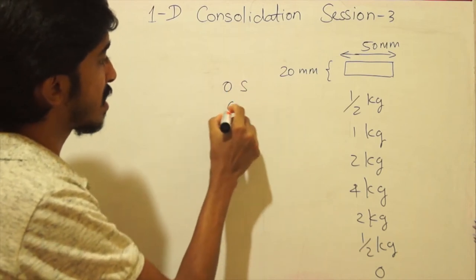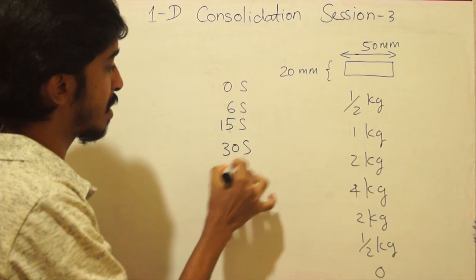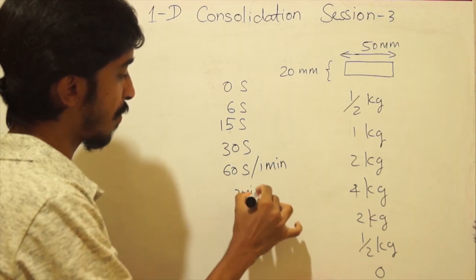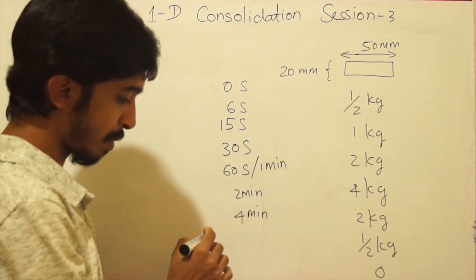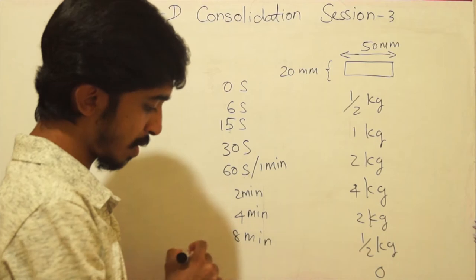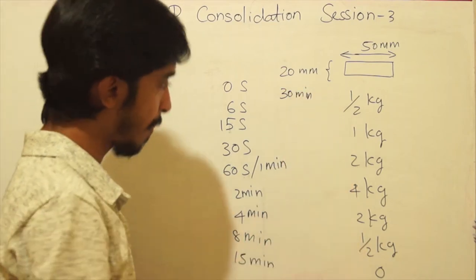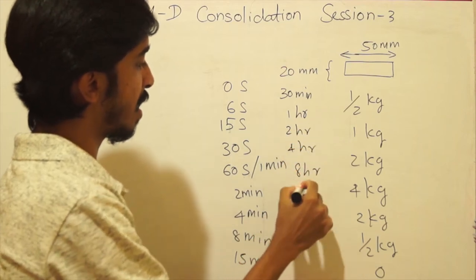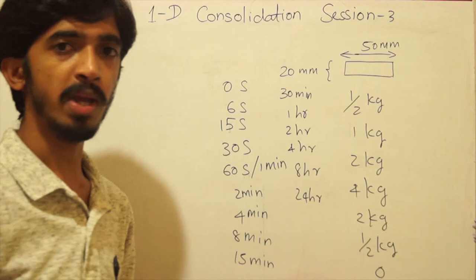0 seconds, 6 seconds, 15 seconds, then 30 seconds, 60 seconds, that is 1 minute, then 2 minutes, 4 minutes, eight minutes, 15 minutes, 30 minutes, 60 minutes, that is 1 hour, 2 hours, 4 hours, 8 hours, then after 24 hours. This is typically the loading sequence which we use for all these loading increments.